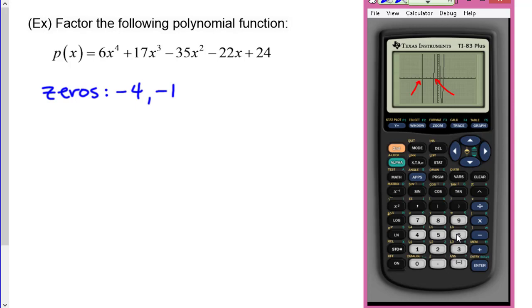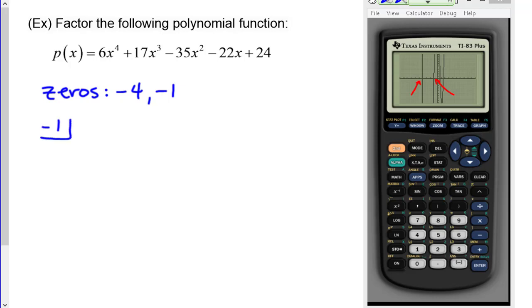Now the thing is, one of these might not be right at -4 or -1. It could be like -4.0001, whatever. It probably isn't, but it is a possibility. But if that happens to be the case, when I do my synthetic division, I won't get a remainder of 0 in the end. So I'm kind of proving that it's a 0 here as well. So I'm going to factor these out. I think I'll start with the -1, just because it's a smaller number.